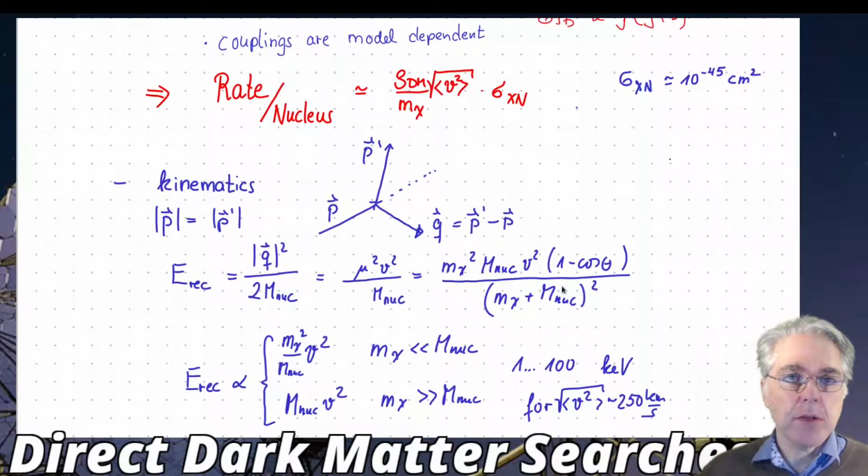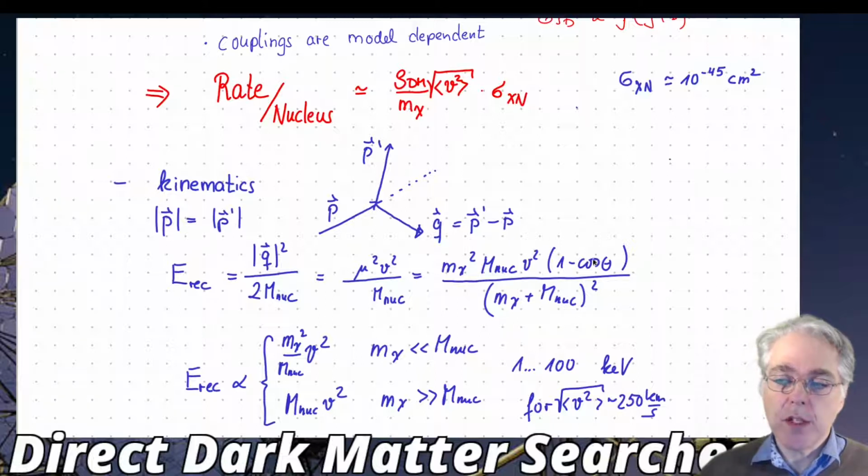The kinematics is simple. It's elastic scattering, and so you expect that the moduli of the momenta in the final state remain unchanged. There's a momentum transfer q to the nucleus on which the scattering takes place. And the recoil energy, the kinetic energy, non-relativistic because the velocities are small, is given by q squared over 2 times the mass of the nucleus. Introducing the reduced mass mu, which is simply the product of the mass of the nucleus and the WIMP divided by the sum of the two masses, it can be written down like this.